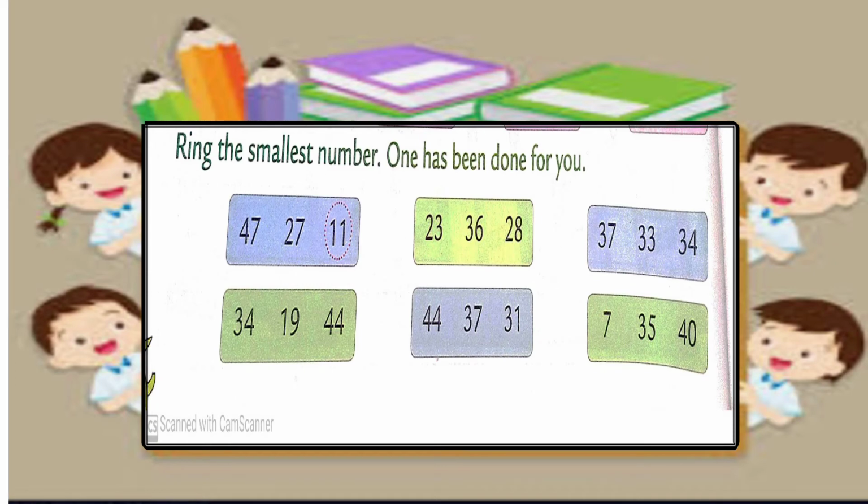Then we have 23, 36 and 28 as well. Among these three numbers, we can say that 23 is the smallest number. So we have to make a circle around it.